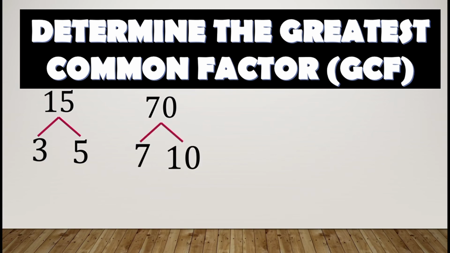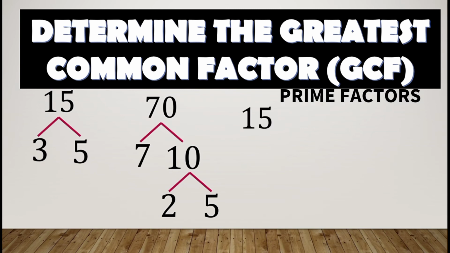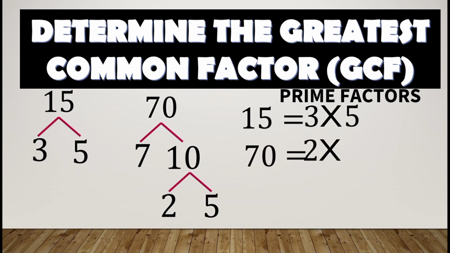3 and 5 are already prime numbers, so those would be the prime factors of 15. While in the case of 70, 7 and 10, only 7 is a prime factor. 10 is still a composite number, so we need to simplify this by getting again its factors. So factors of 10 would be 2 and 5. So if we list the factors of these two numbers, 15 is 3 times 5, while the factors of 70 are 2 times 5 times 7.